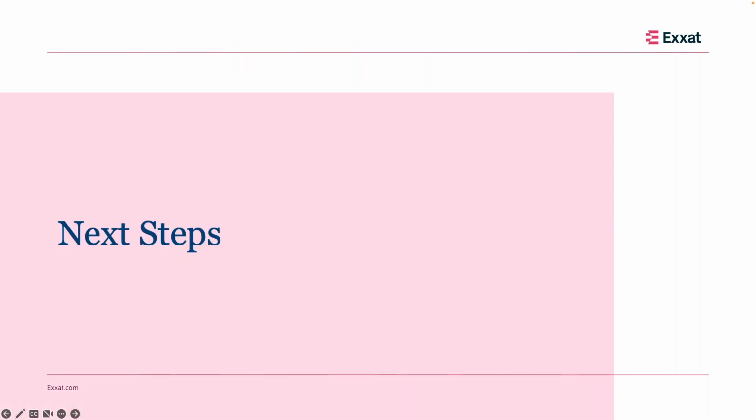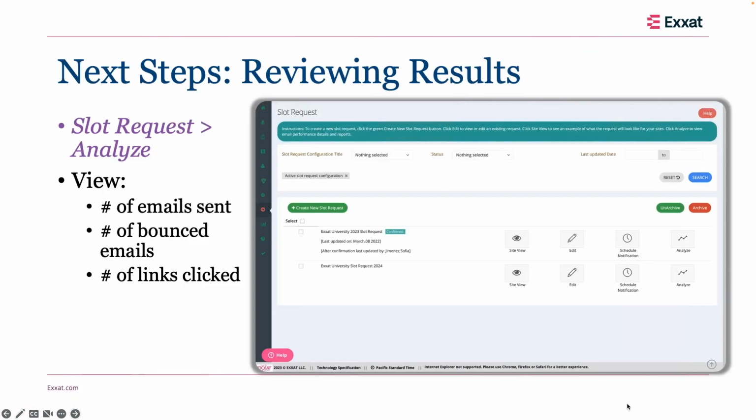All right, so on to our last section of next steps in terms of reviewing your results and what comes after. All right, so once your emails have gone out, you'll want to take a look and see how many emails were sent, how many were bounced, who has started to click on our link, who has read our email, who's responding, what are some of the updates we've received. So those are some of the things you'd want to take a look at.